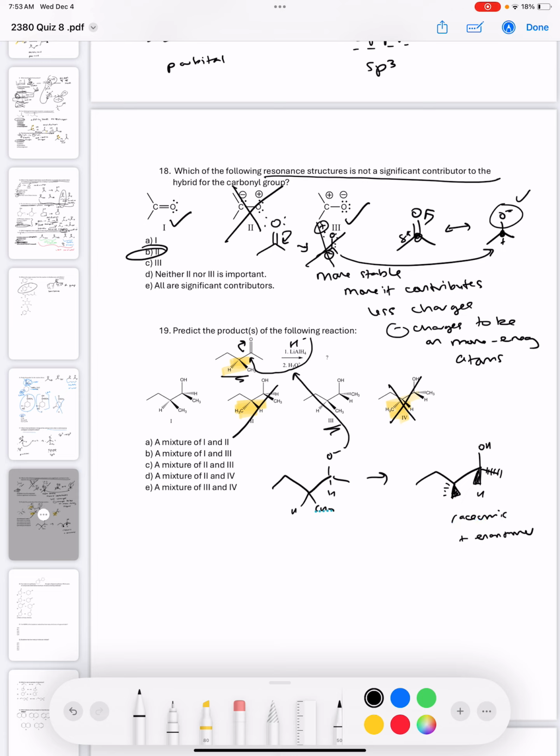So I'm narrowing it down to 1 and 3. And 1 and 3 both look right to me. They're just enantiomers of each other, so they're both versions of this. So I am going to say that we'll get a mixture of 1 and 3. So that's answer choice B.